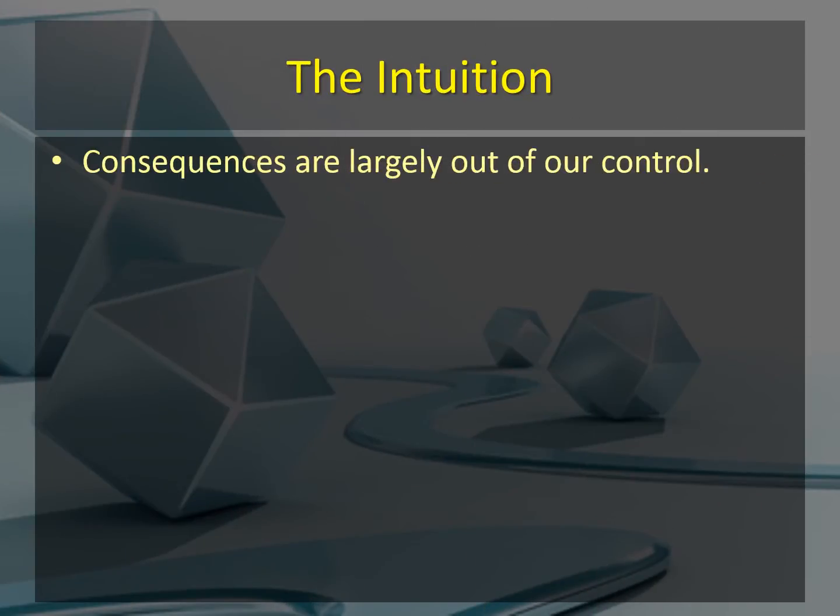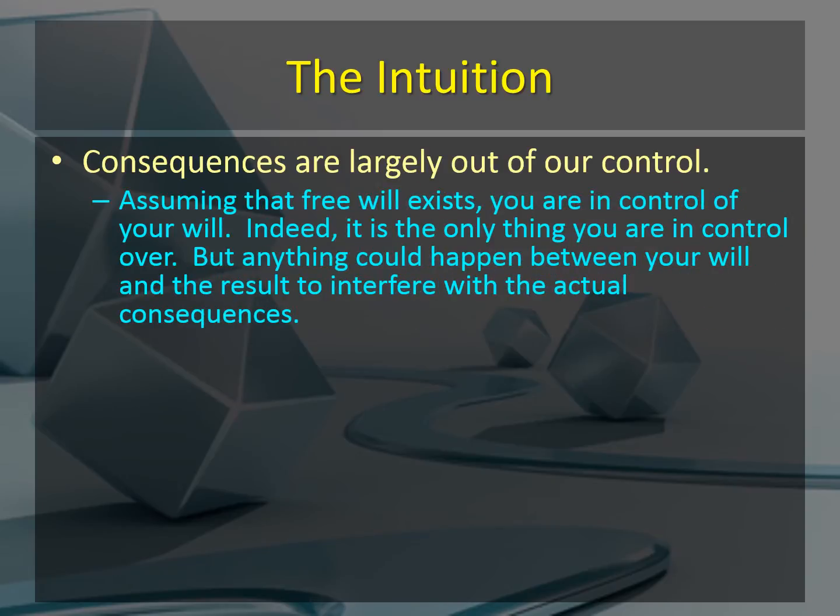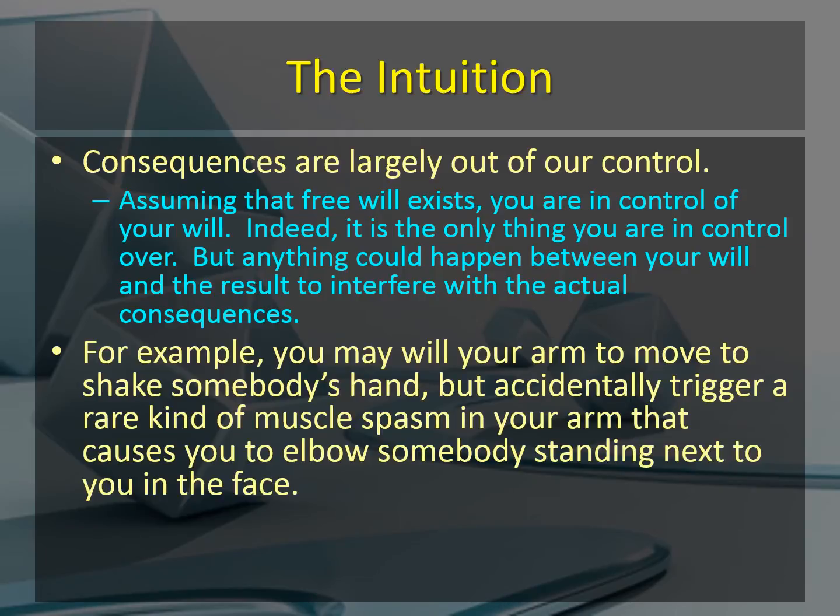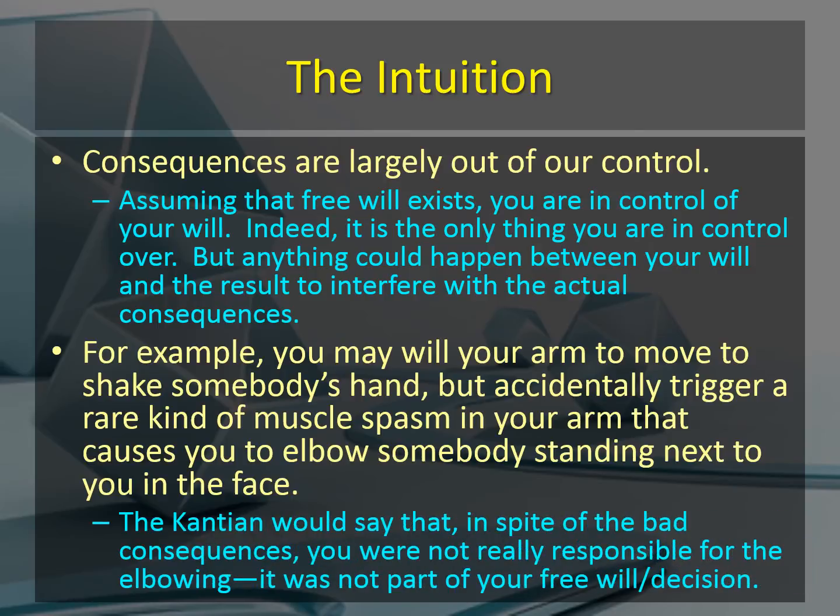The intuition here is that consequences are largely out of our control. Assuming that free will exists, you are in control of your will. Indeed, it is the only thing that you are in control over. But anything could happen between your will and the result to interfere with the actual consequences. For example, you may will your arm to move to shake somebody's hand, but accidentally trigger a rare kind of muscle spasm in your arm that causes you to accidentally elbow somebody standing next to you in the face. The Kantian would say that, in spite of the bad consequences, you were not really responsible for the elbowing. It wasn't part of your free will or your decision.